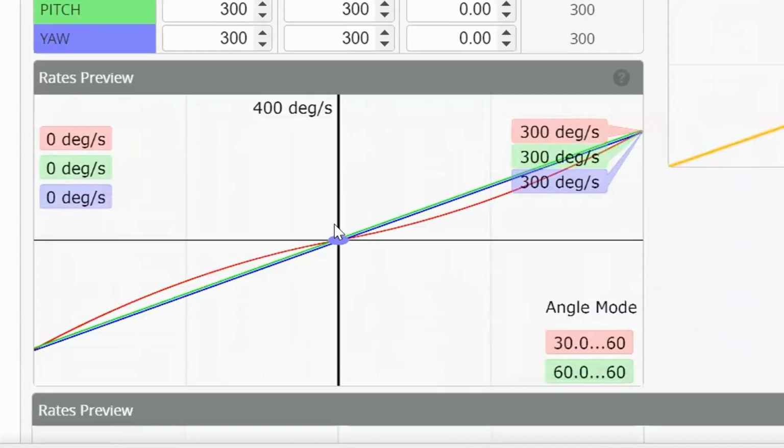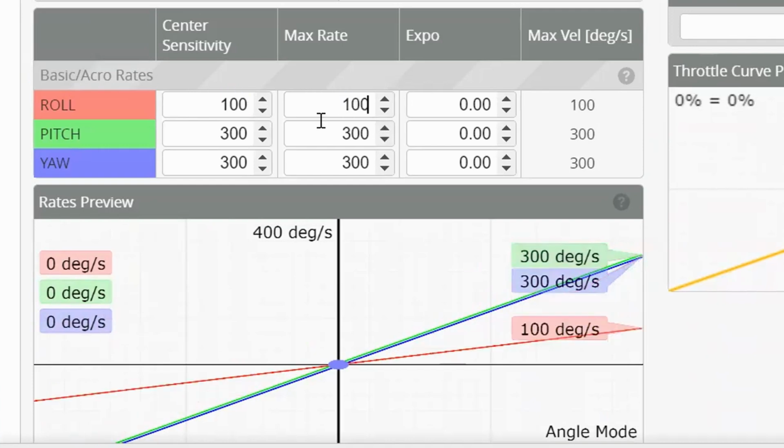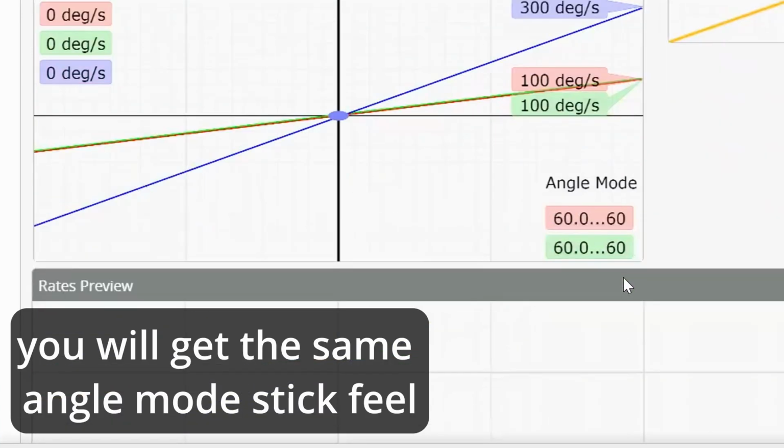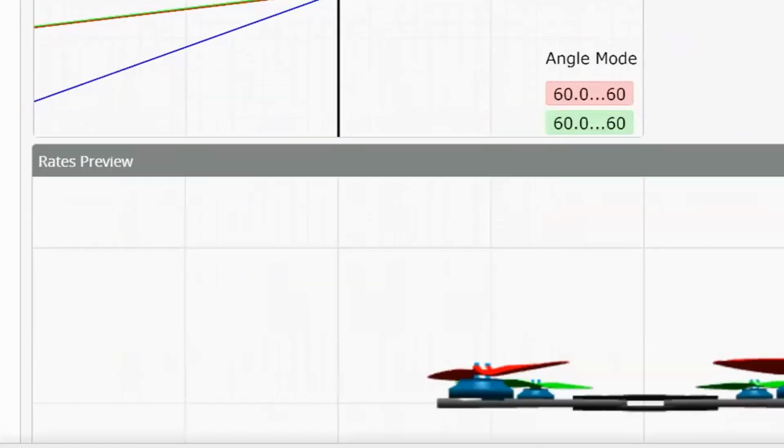So what I do is I always set the center and max at the same point. Now, it doesn't matter whether this is 300, 300, or 100, 100, or 1000, 1000. You'll get the exact same result. Notice down here, sensitivity is 60. So no matter what you do there, if you match the center and the max rate, you get a linear rate, and the angle sensitivity is the same.